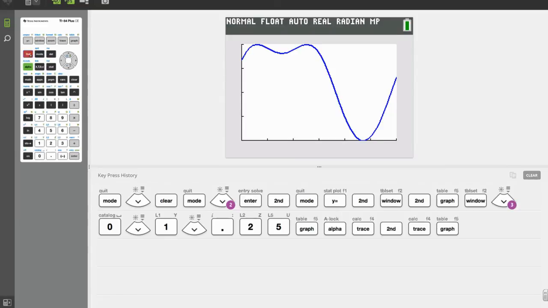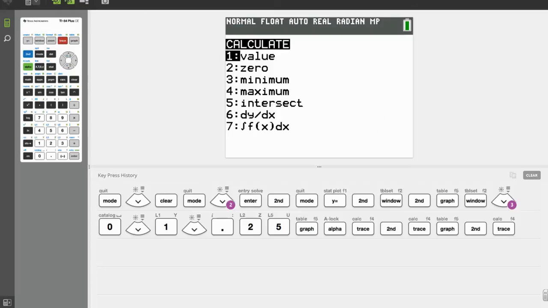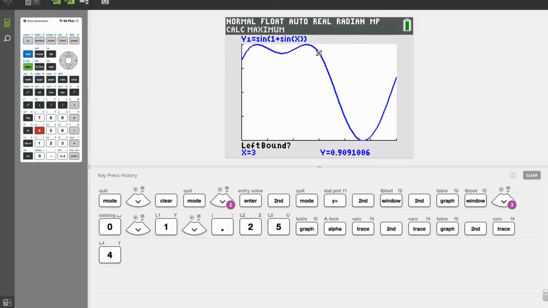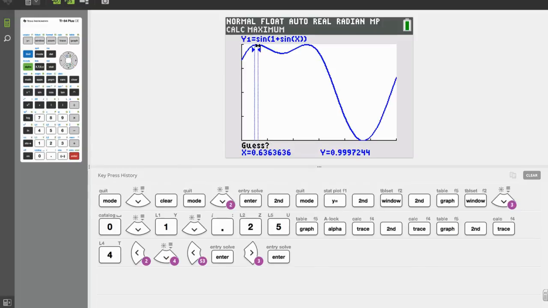We're going to go to second trace, and the first value we're looking for is a maximum. I'm going to move my little spider over to my first maximum, and we need to be a little to the left. Hit enter, a little to the right, hit enter. When it says guess, hit enter. And so the first value we get is 0.6075.